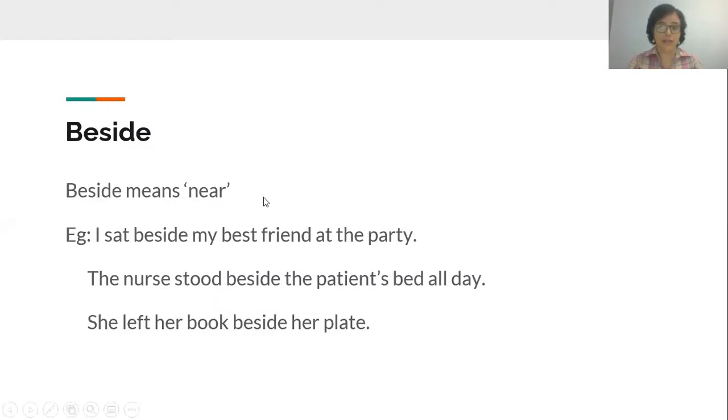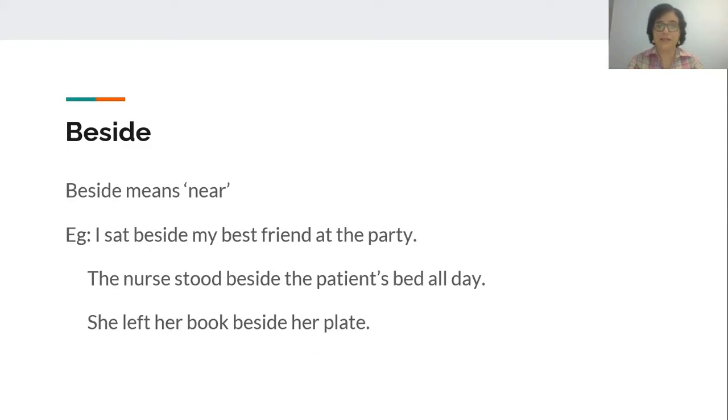So beside, the first word. Beside means near, close to. For example, I could say, I sat beside my best friend at the party, meaning I sat near my best friend at the party. So if I want to say near or close to, I can use the word beside. Please pay careful attention to the word. I am not using the word with the S at the end, not besides, but beside. I sat beside my best friend at the party.